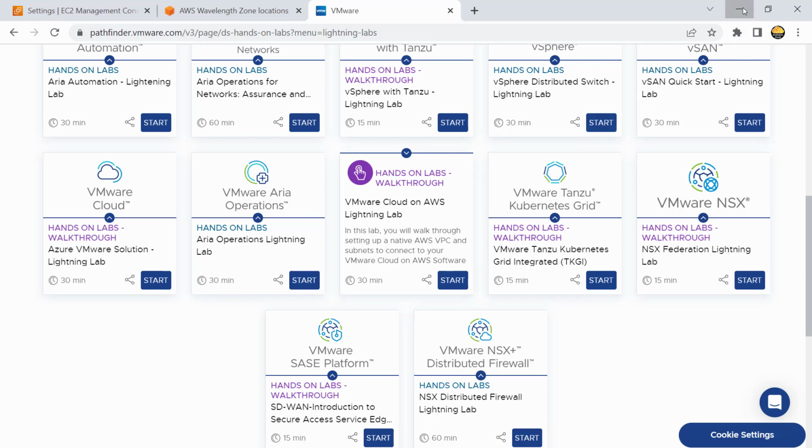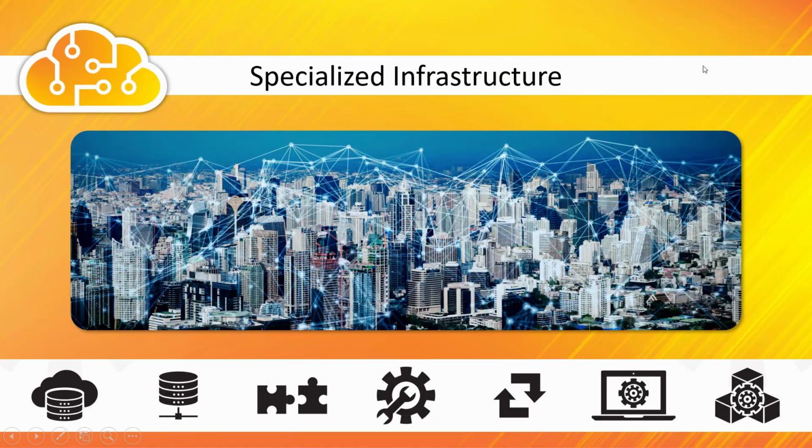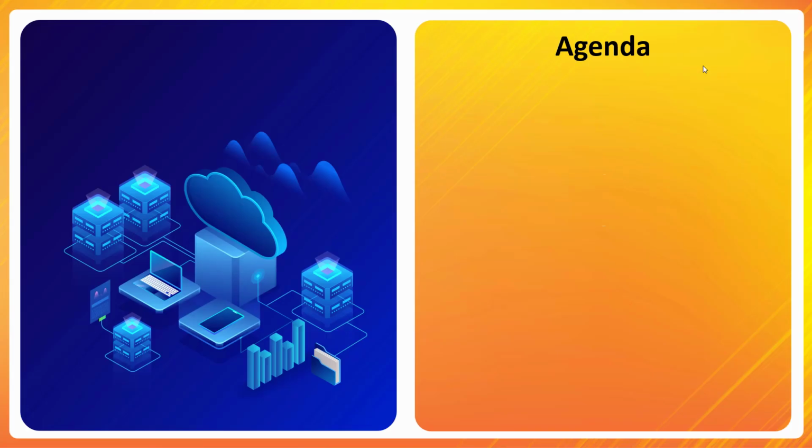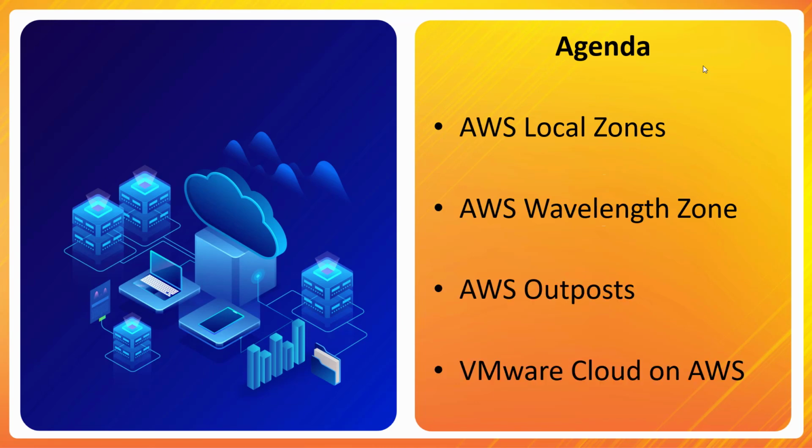So I hope you have a better understanding of the various types of infrastructure we provide. What we discussed so far: we talked about AWS Local Zones, we discussed Wavelength Zones, we discussed Outposts, and finally we discussed VMware Cloud on AWS. So I hope you enjoyed and learned something new.